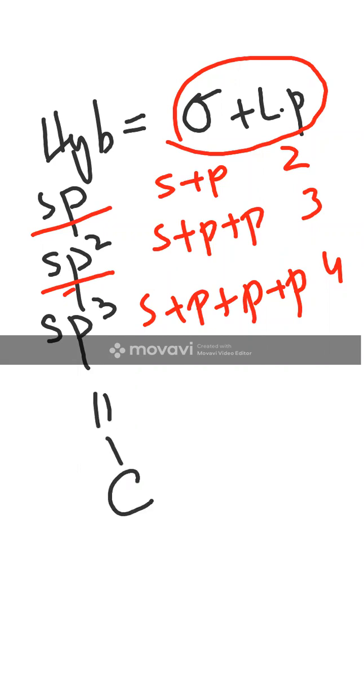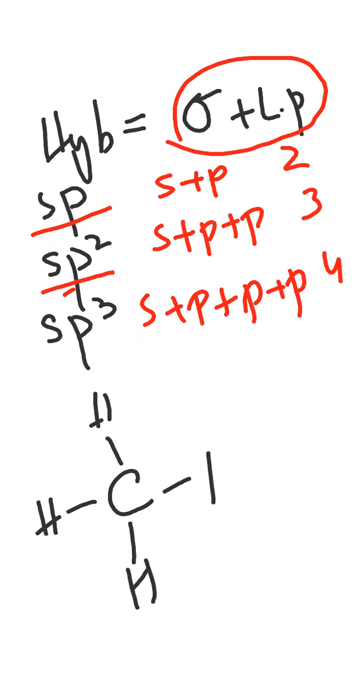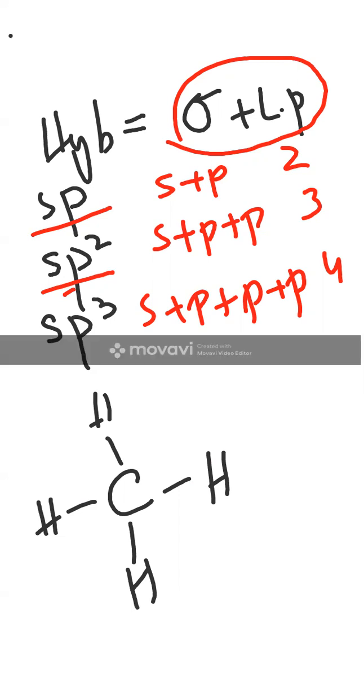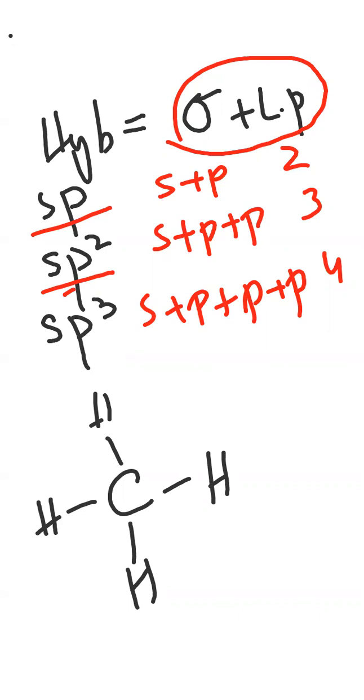CH4. अच्छा, hybridization किसकी find करते हैं? The central atom की. Carbon is the central atom in organic chemistry. If there are 6 carbons, every carbon is a central atom, and you have to find hybridization of every carbon separately. So what is the hybridization of carbon in methane? There is no lone pair in carbon. It means you have to count sigma bond only.